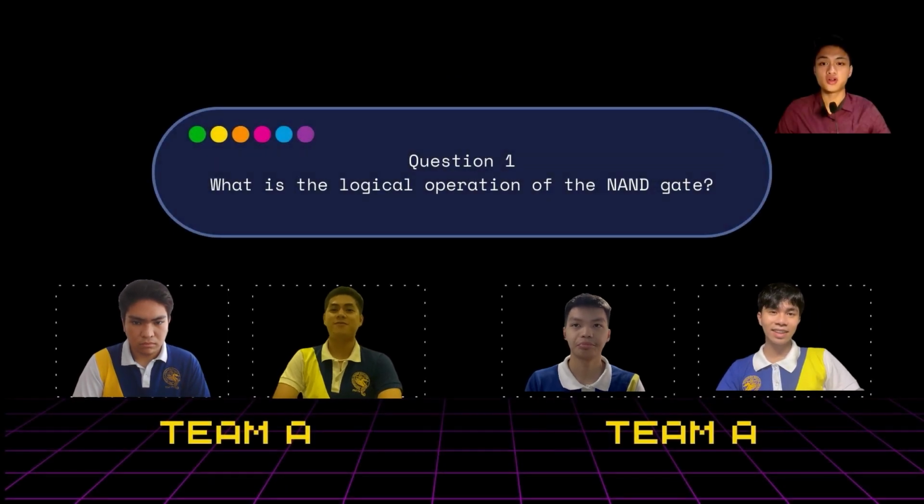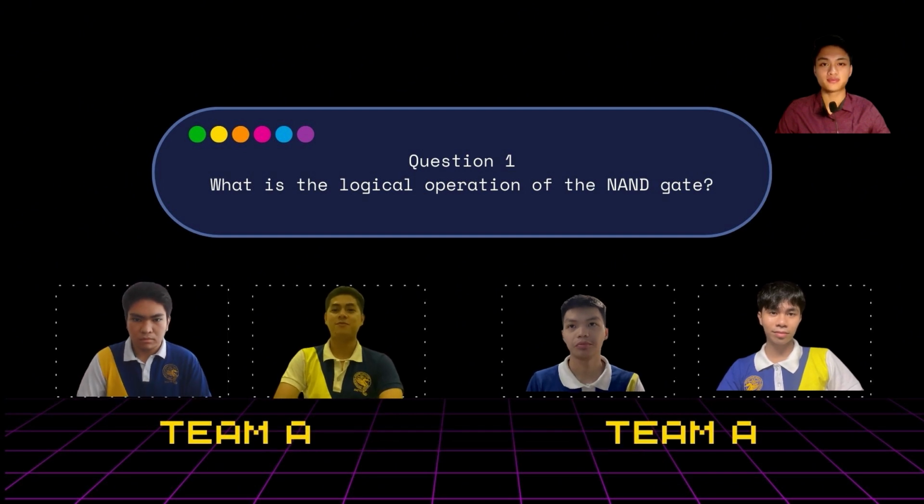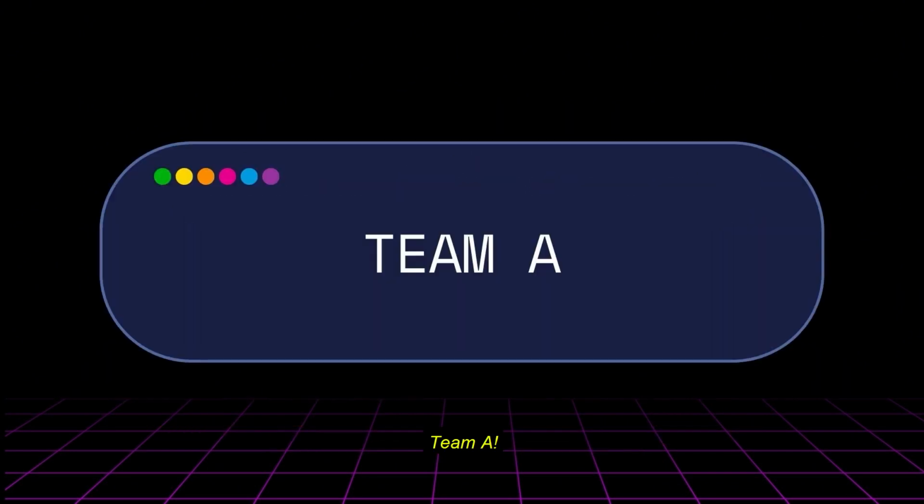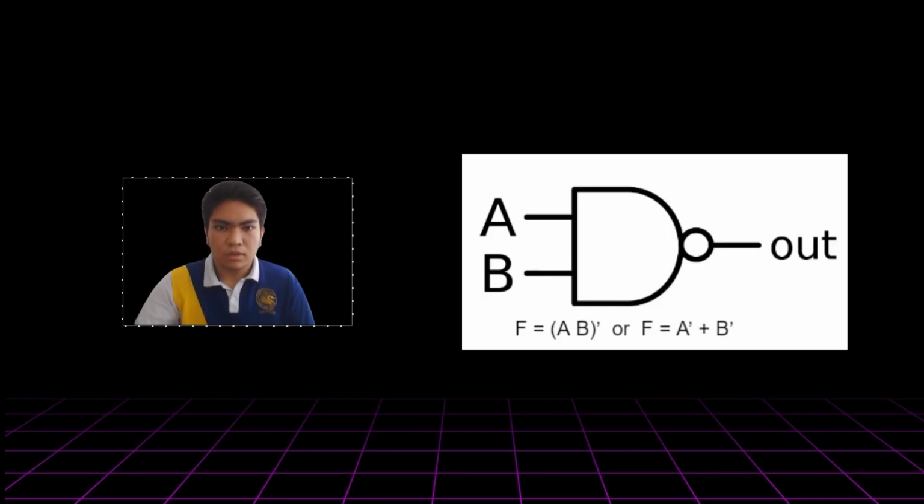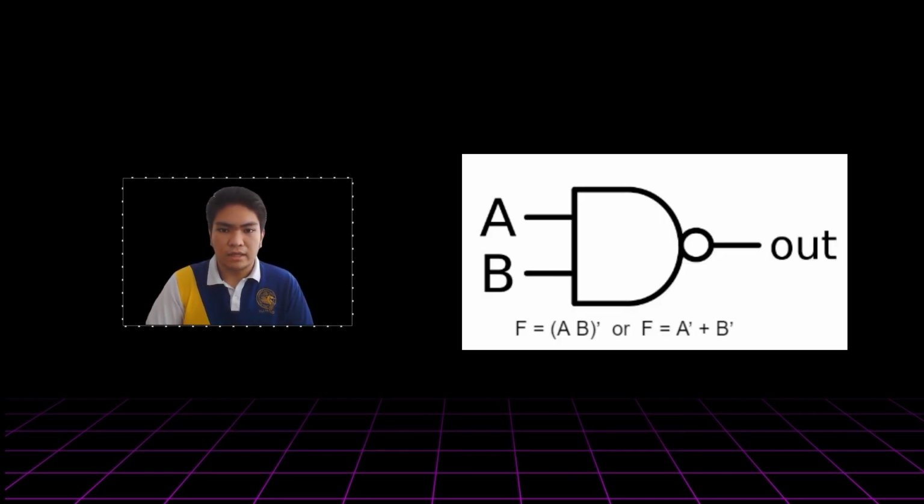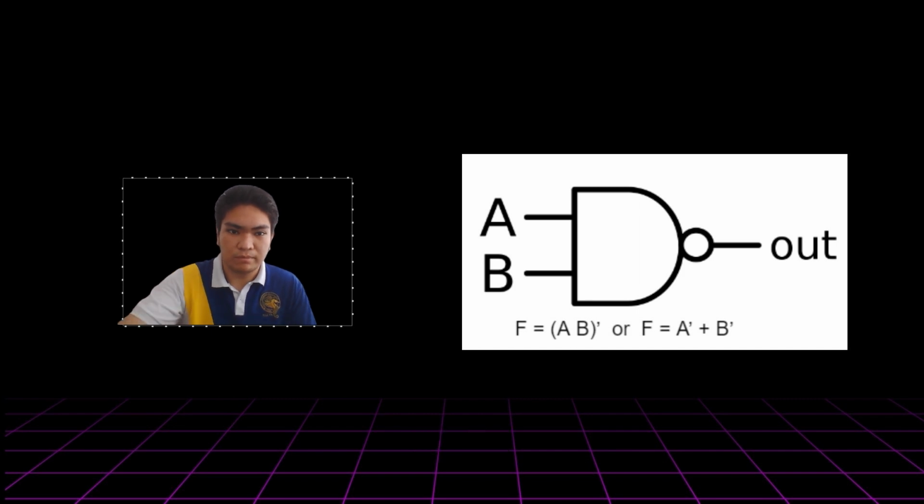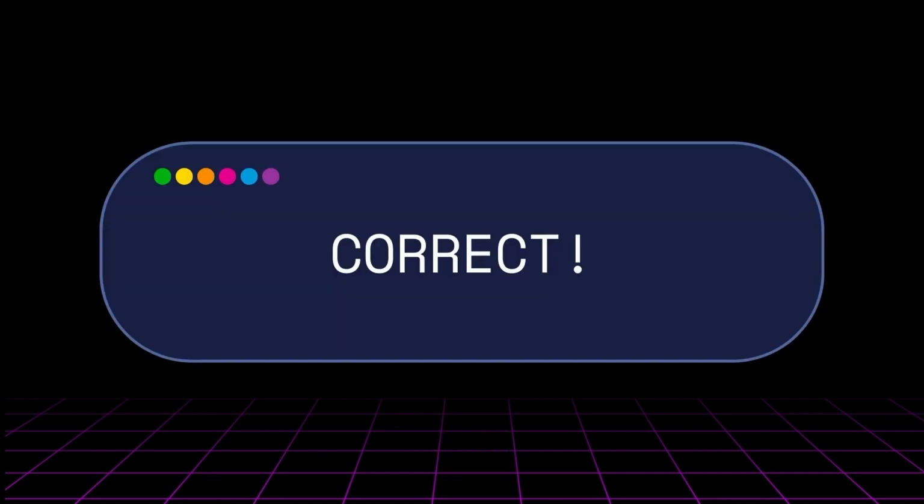For the first question, what is the logical operation of the NAND gate? Team A: So basically, the output is only low if all inputs are high. The output is high if there is at least one low input. Additionally, to understand NAND gates, the logical equation of the NAND gate is F equals (AB)' or F equals A' plus B'. Correct.